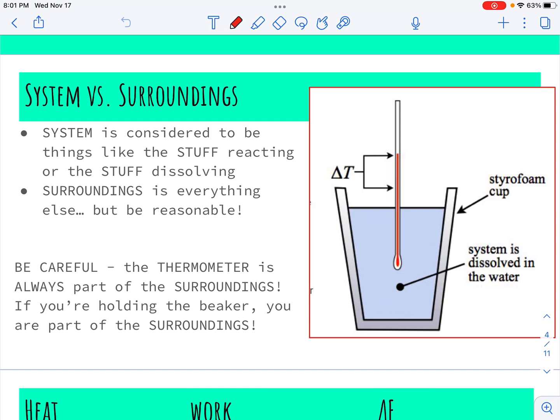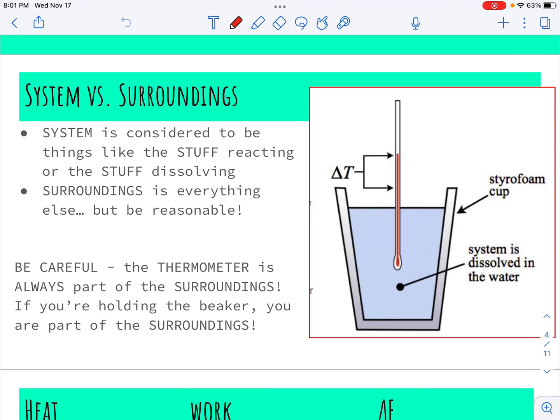this is a picture of a calorimeter, but it's a really good example of how we have to separate what's happening from the surroundings. And we have to consider that especially heat transfer happens all the time between the system, which is often your chemical reaction, and the surroundings. And so this is a perfect example of a way to kind of keep this straight.